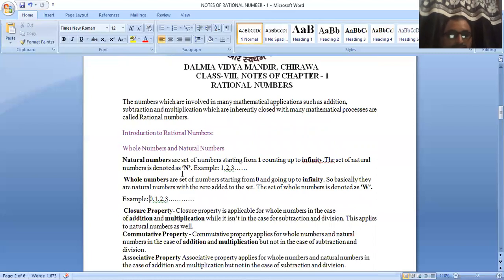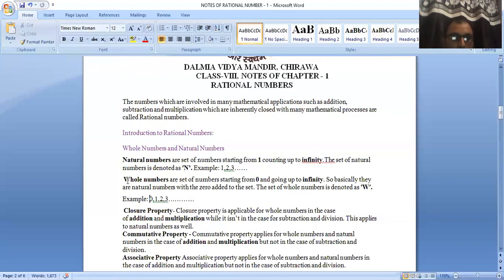The set of natural numbers is denoted as N. Example: 1, 2, 3, and so on. Or we can say all counting numbers are known as natural numbers. So we say that the smallest natural number is always 1.